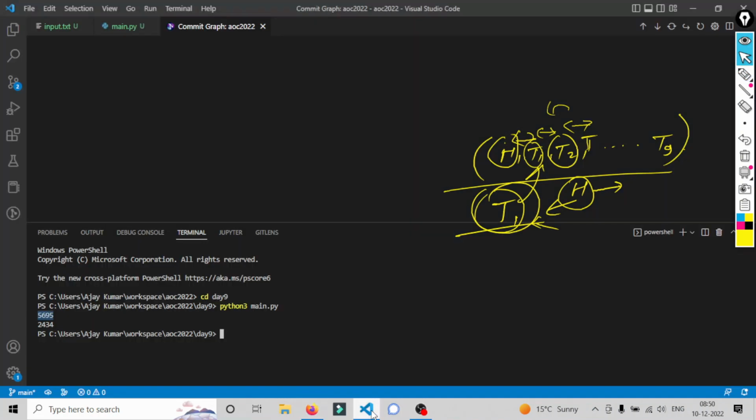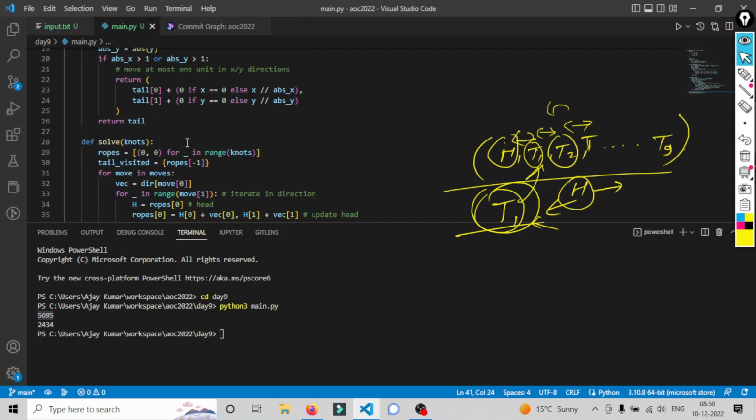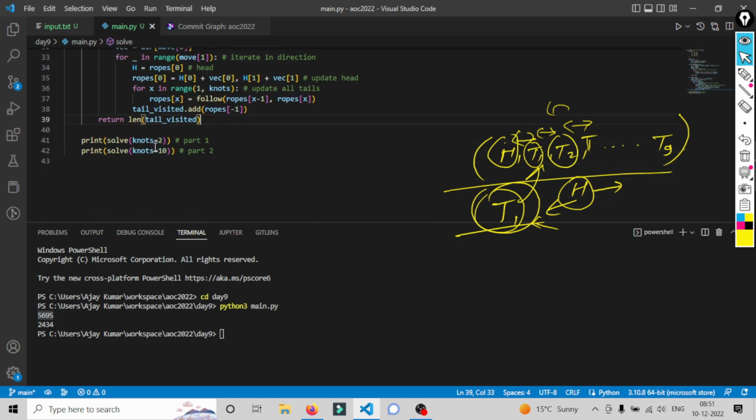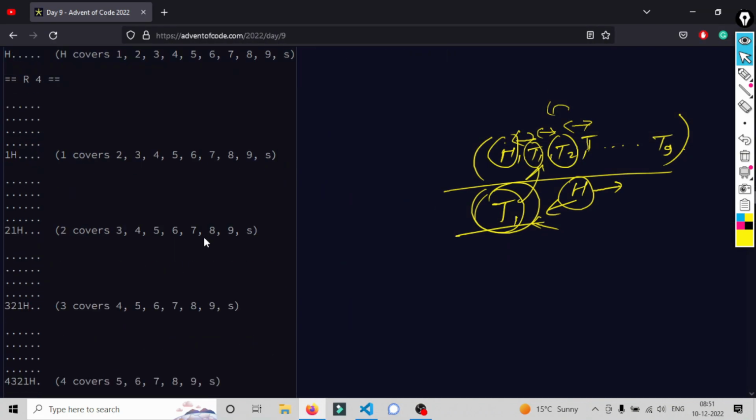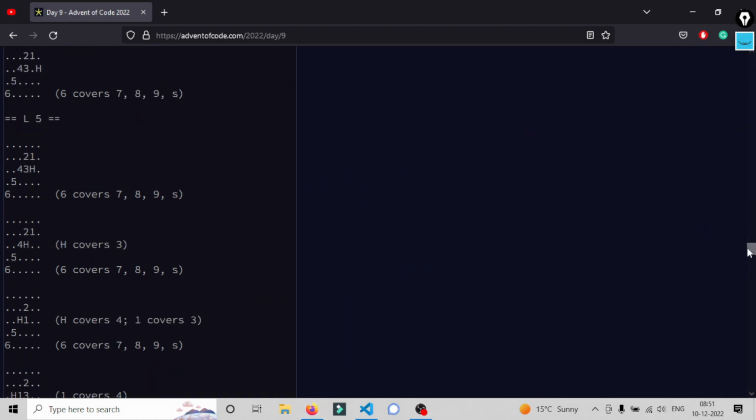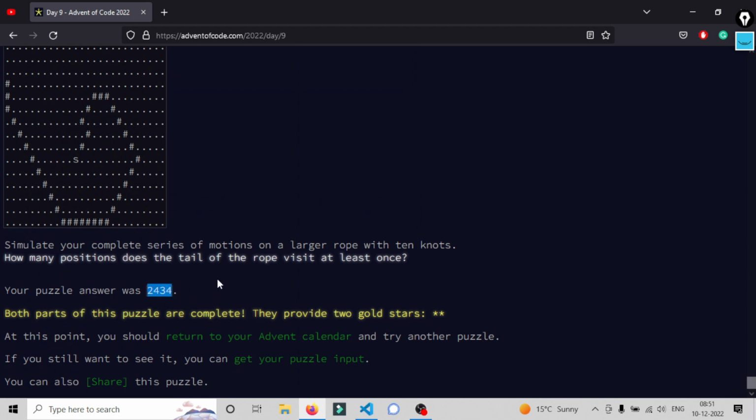If you go to the code here, we just pass the total number of nodes. It will update the value of all the tail positions based on the previous value of the updated tail position. It is just taking the previous value and current value and updating based on that. As I told you, the current tail position will update based on the previous tail position. If it is the head and tail number 1, then it will update based on the head's moved position. So if you compare the output, for part 2 we are getting 2434. It is 2434.